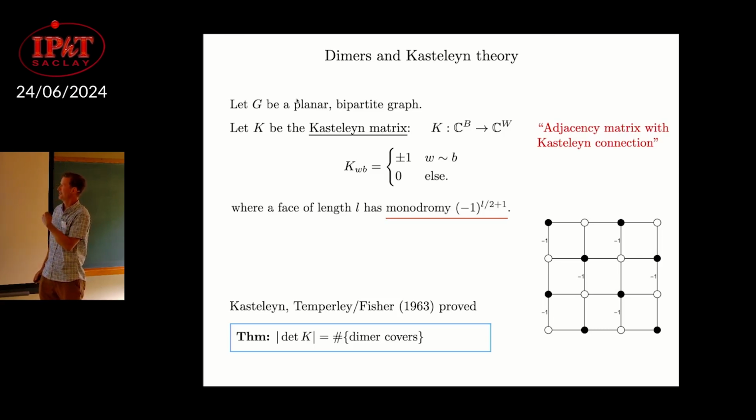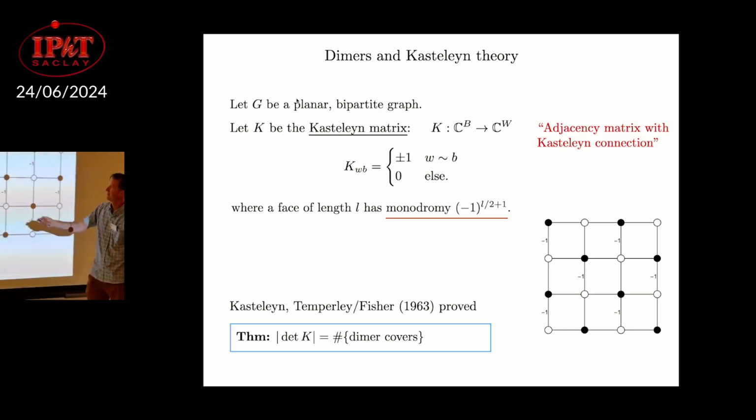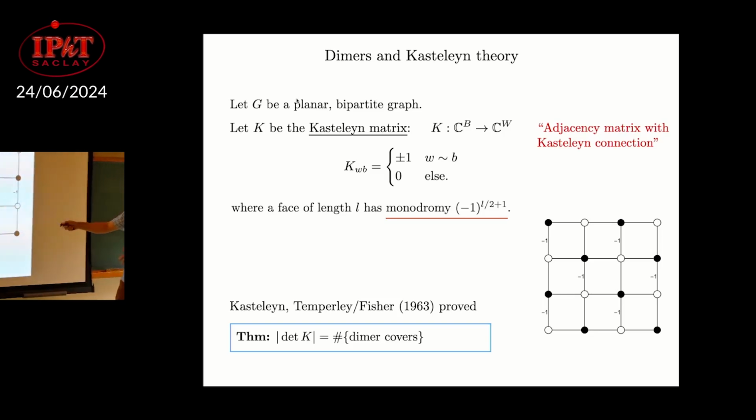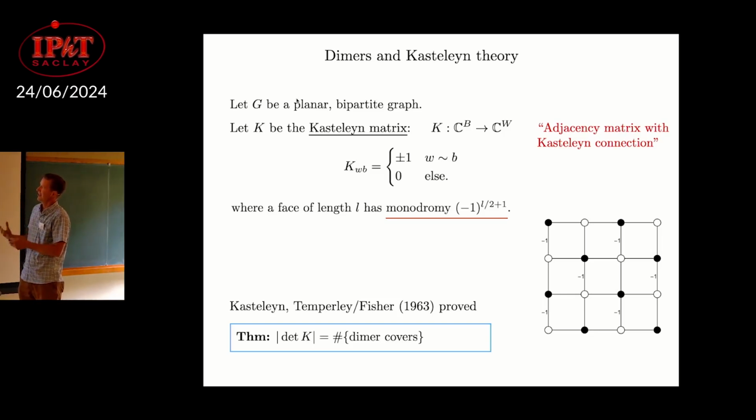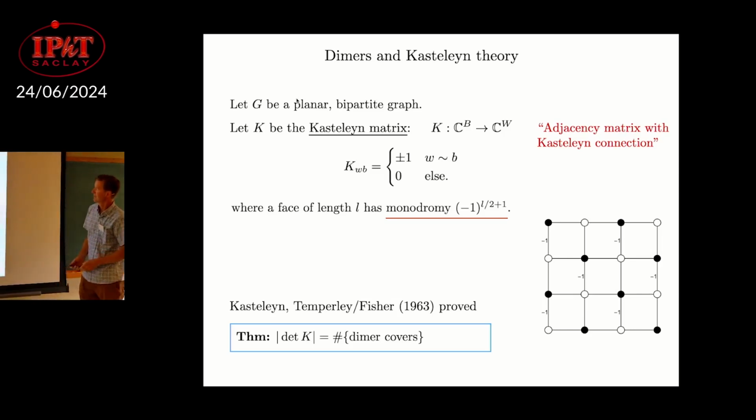The point of this slide was to say that to get the Kasteleyn matrix, you take the adjacency matrix and you put on top of it a certain plus or minus 1 valued connection on the edges, and the connection has a certain monodromy around each face. So I'm just introducing some terminology here to see that the original Kasteleyn theorem with the signed adjacency matrix can be thought of as putting a certain kind of connection on the graph, a connection with a certain monodromy condition around each face.